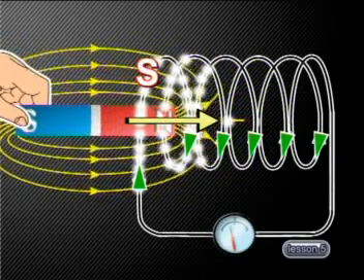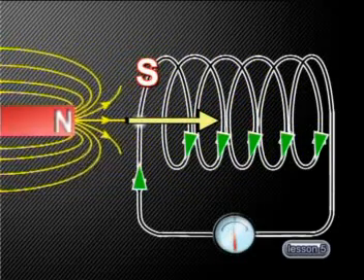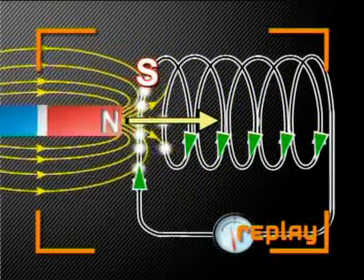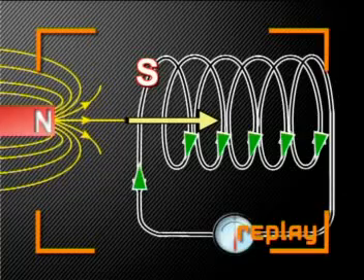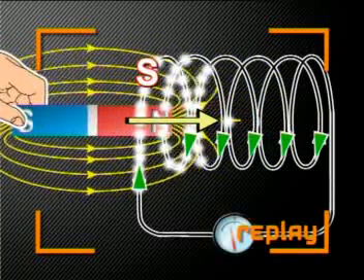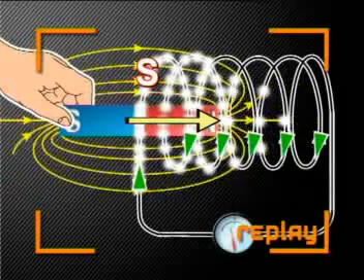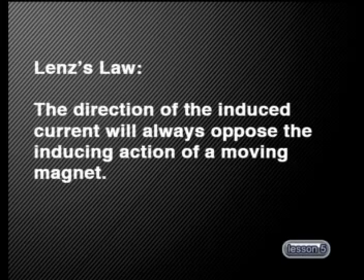Again, can you see that the induced magnetic field set up in the coil works to reduce or oppose the inducing action of the magnet by exerting a force on the magnet that is opposite in direction to the magnet's motion? These findings are summarized in Lenz's law. Let's have a look at a simple statement of this law. The direction of the induced current will always oppose the inducing action of a moving magnet.